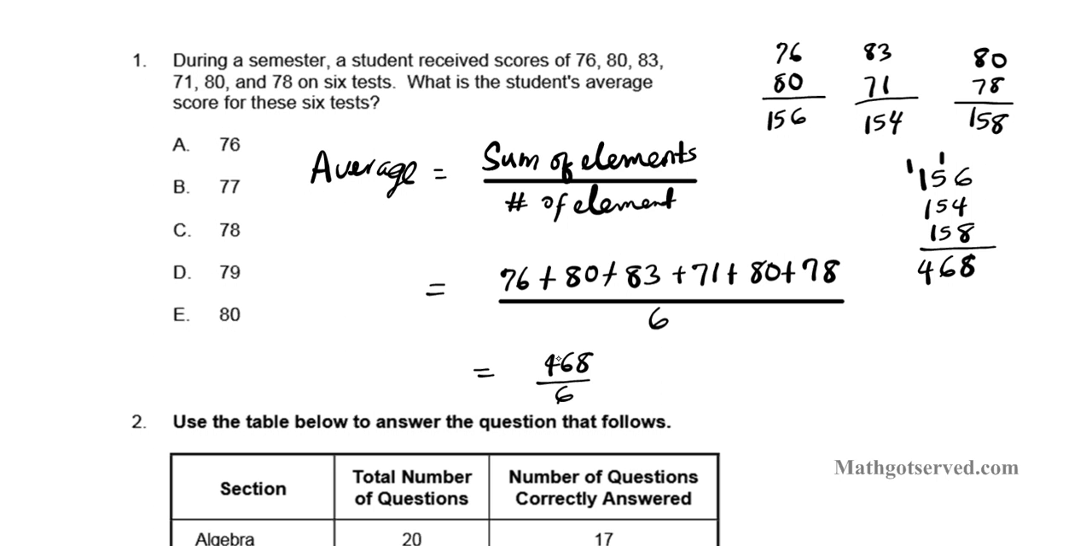Okay, there are different ways we can divide this, let's just use long division so that no one gets confused. 468, the top goes under the division symbol, divided by 6. 6 goes into 46 7 times, because 7 times 6 is 42. Subtract that, we have 4. Bring down the 8, of course. 6 goes into 48 8 times. 8 times 6 is 48. So our answer, the average of the 6 scores, is clearly 78. So option C is our correct answer.